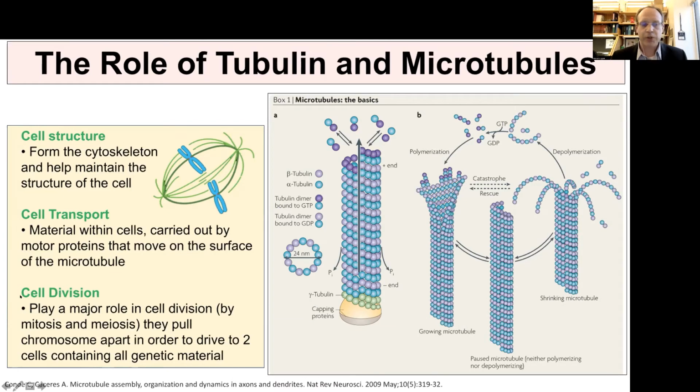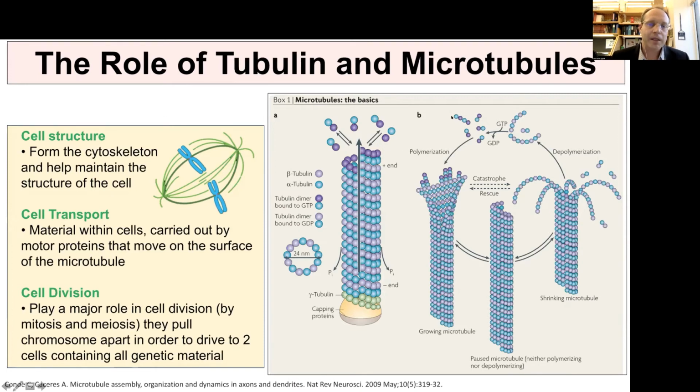And lastly, microtubules are very important for cell division. You know, if you remember back to the early biology days when we were in grade school, we learned very early on that microtubules help segregate, or they're responsible for directing where chromosomes go when genetic material is divided.